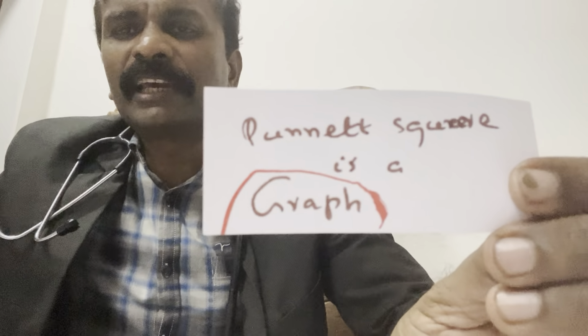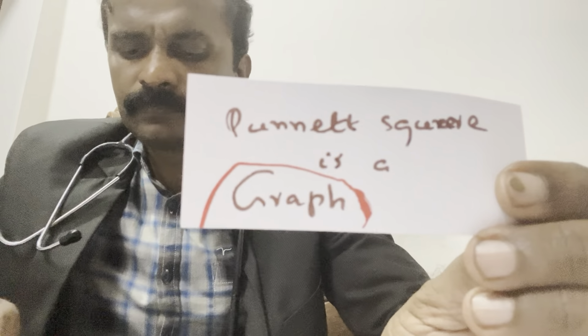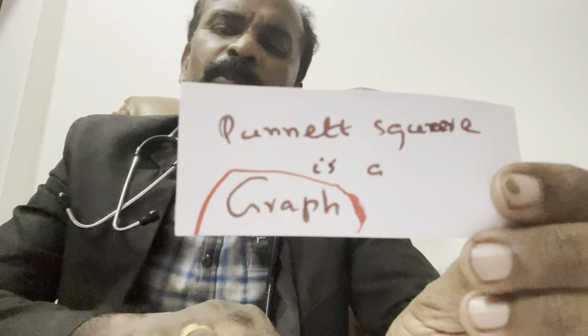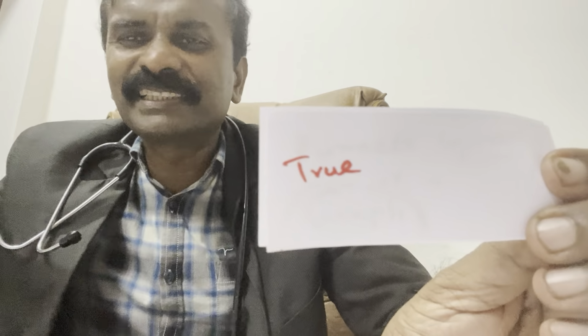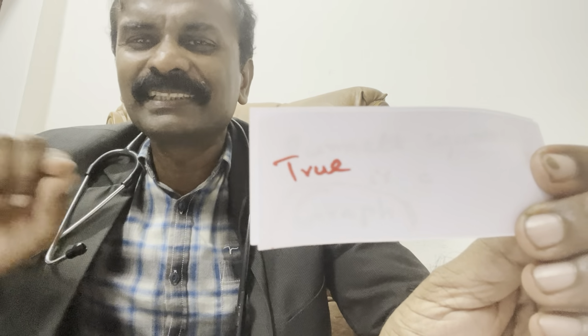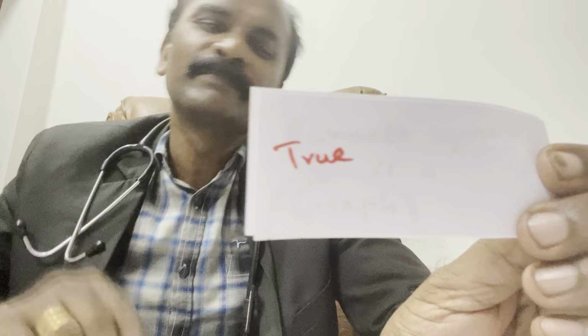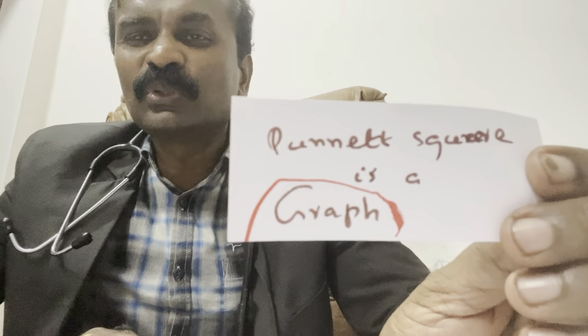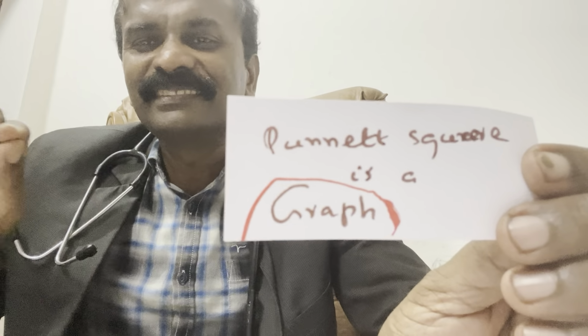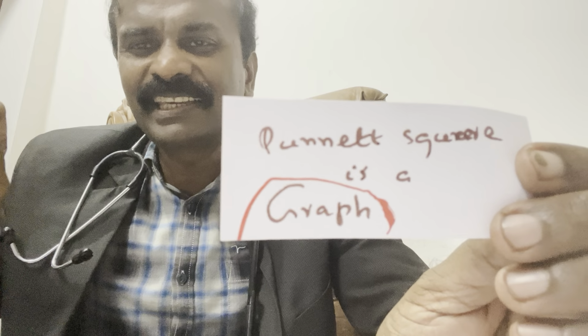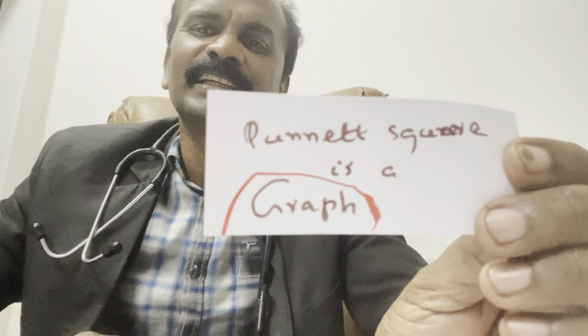Punnett's square is a graph. True or false? Your textbook says Punnett's square is a graphical representation of. The same words are given in the textbook.